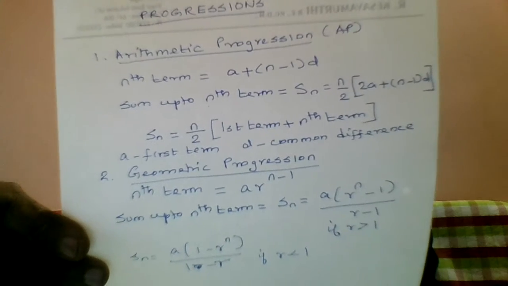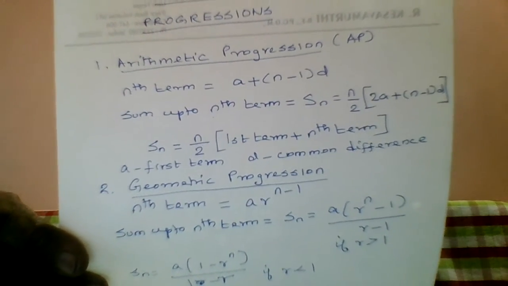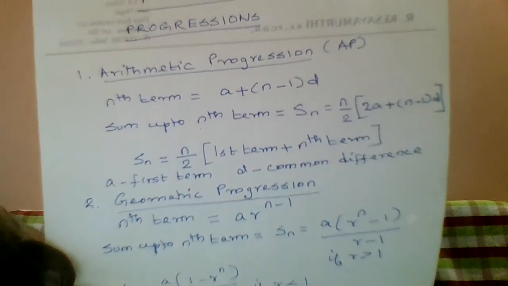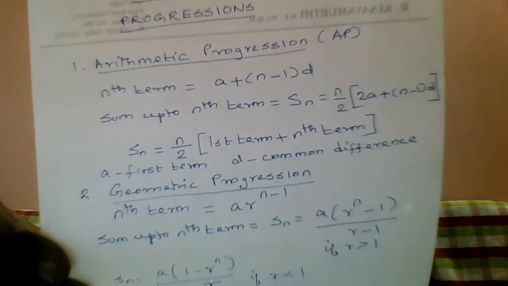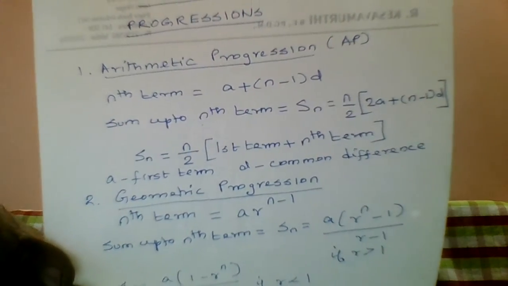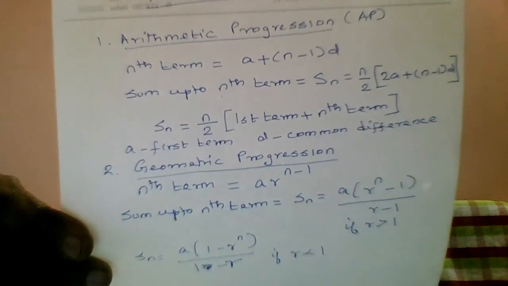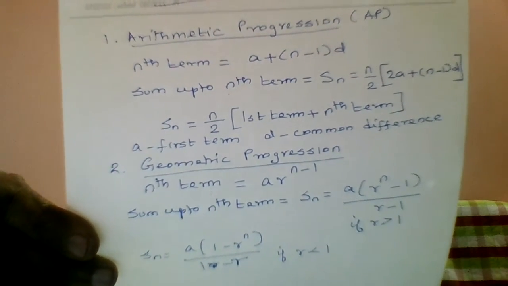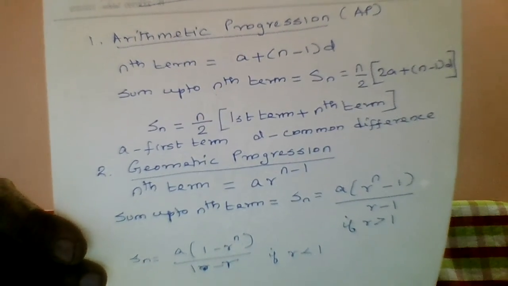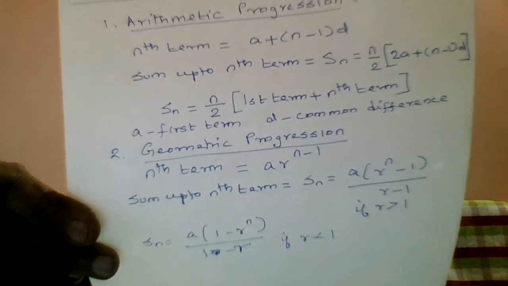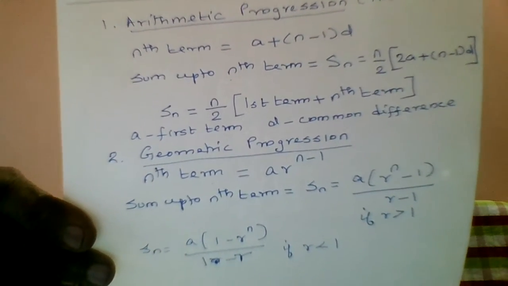Arithmetic progression, the series will be a, a plus d, a plus 2d, a plus 3d, like that. There the nth term is a plus n minus 1 d, and the sum up to nth term is Sn equals n by 2 into 2a plus n minus 1 d. That can be written as n by 2 into first term plus nth term, where a is the first term and d is the common difference.